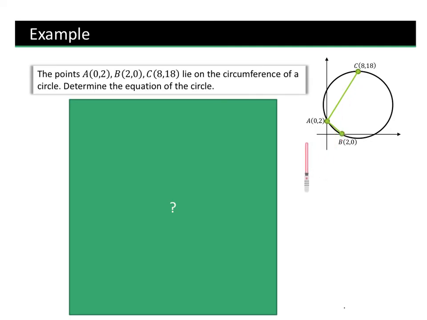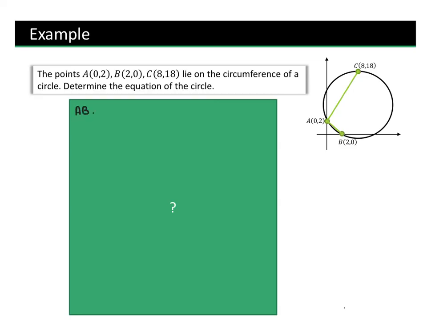then you have to use the perpendicular bisector. Find the perpendicular bisector of AC, the perpendicular bisector of AB. Wherever they intersect will be the centre of the circle. So, if we have a look at the perpendicular bisector of the line AB.